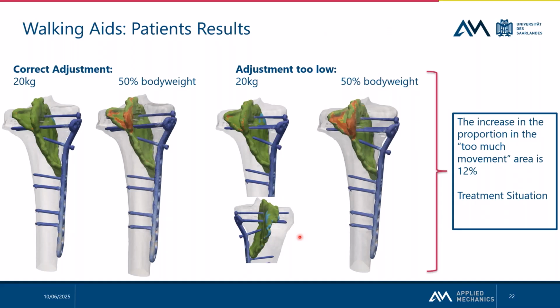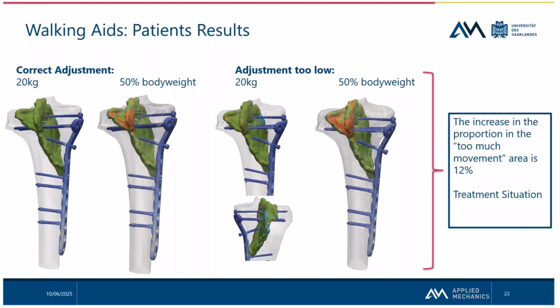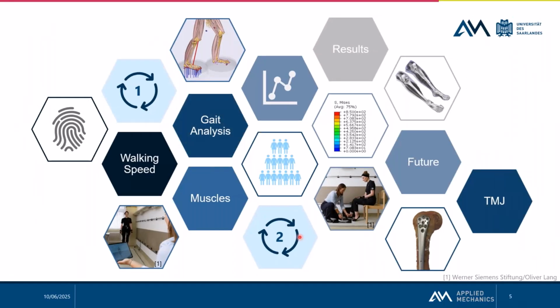And the overall message is that we have an increase in the proportion in the too much movement area of up to 12%. But it depends obviously on the treatment situation. When you think back to the treatment with more plates, then it will again be more stable, and it has not so much effect as on the different weight bearing scenarios. Yeah, that was the first part.